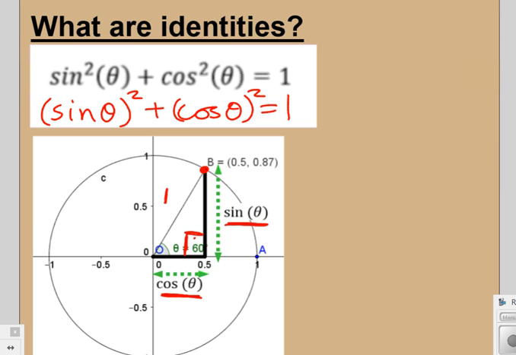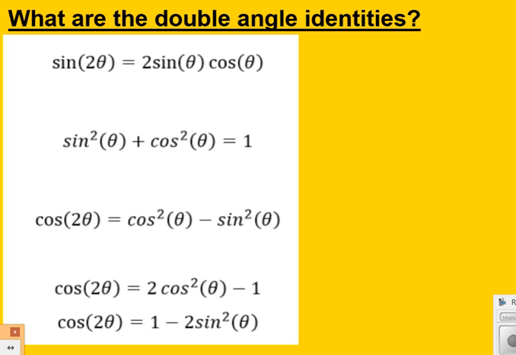And because it's always equal, that's what we call an identity. It's identically equal. And in some books you see 3 lines there to show it's not an equation, it's something that's always true. Let's see some other identities. We have the double angle identities.